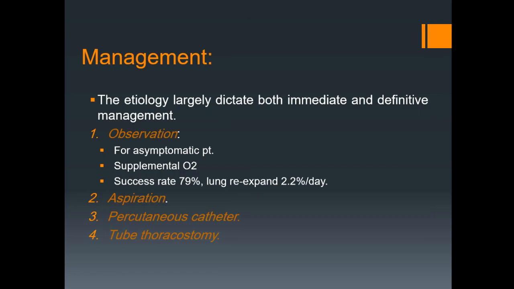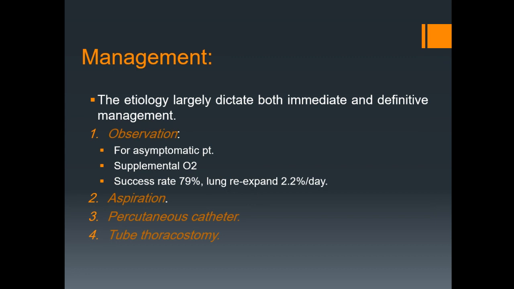How do you manage this one? The most important thing is that you should treat the etiology, either by immediate or definitive management. For observation of an asymptomatic patient, if there is 25% lung collapse or less, there is no need to do a chest tube or anything. You should keep this patient under observation for 2 to 4 weeks. It will lead to absorption of that air.